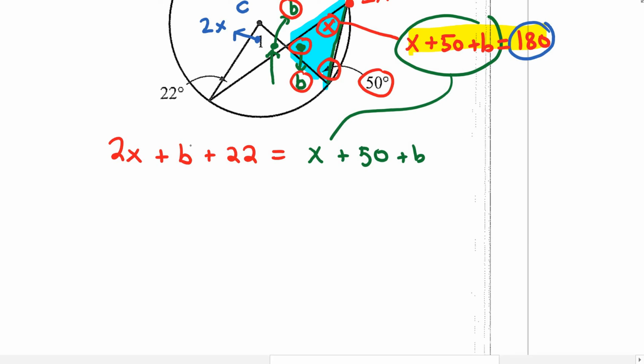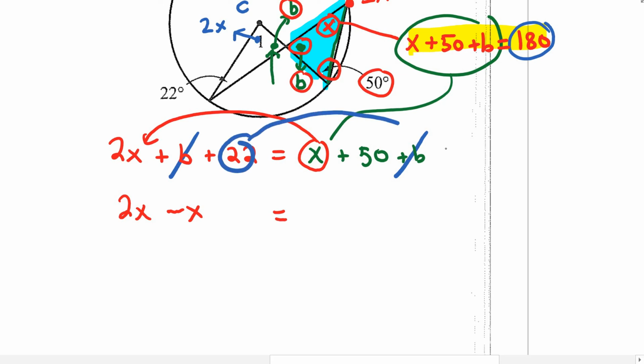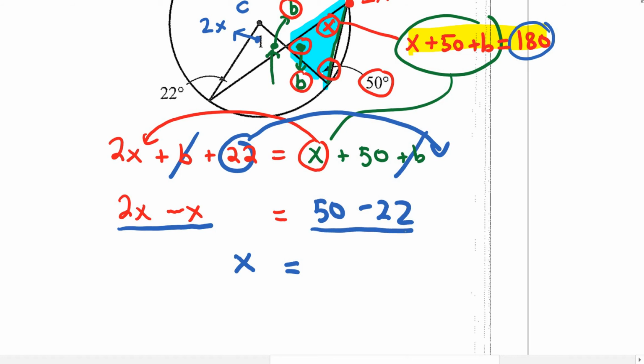Now if I do a little bit of math here, I know that this b and that b will cancel off. If I bring this x to the other side, combine it with that, it's going to be 2x minus x. And then if I take this 22 and bring that to the other side, it's going to be 50 minus 22. So 2x minus x is going to be a single x, and 50 minus 22 is going to be 28. So the value of x is 28.